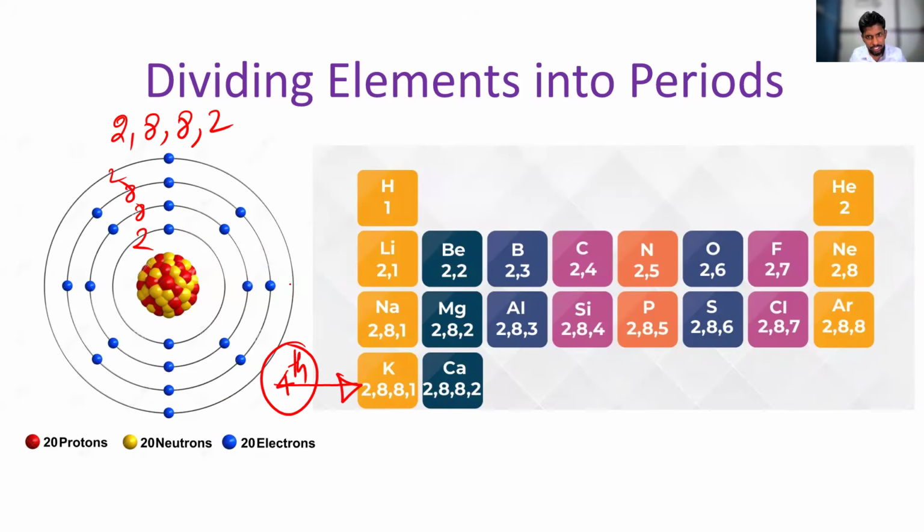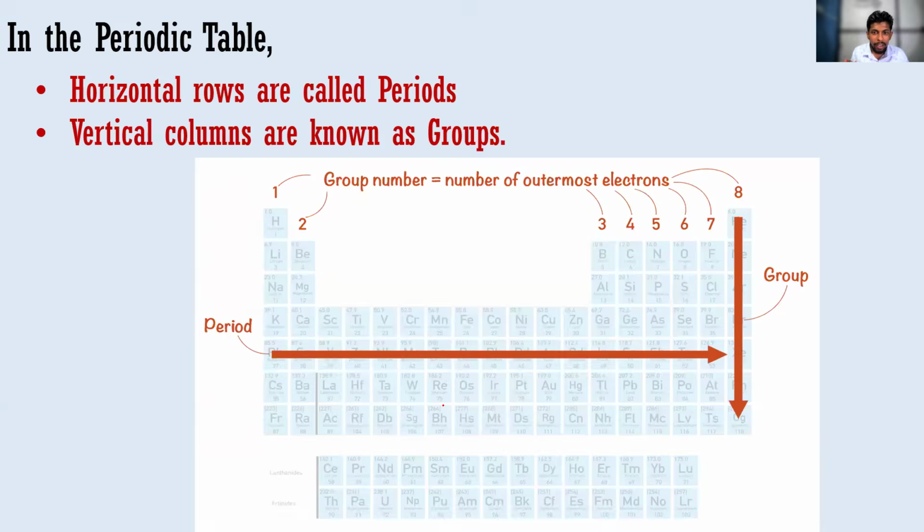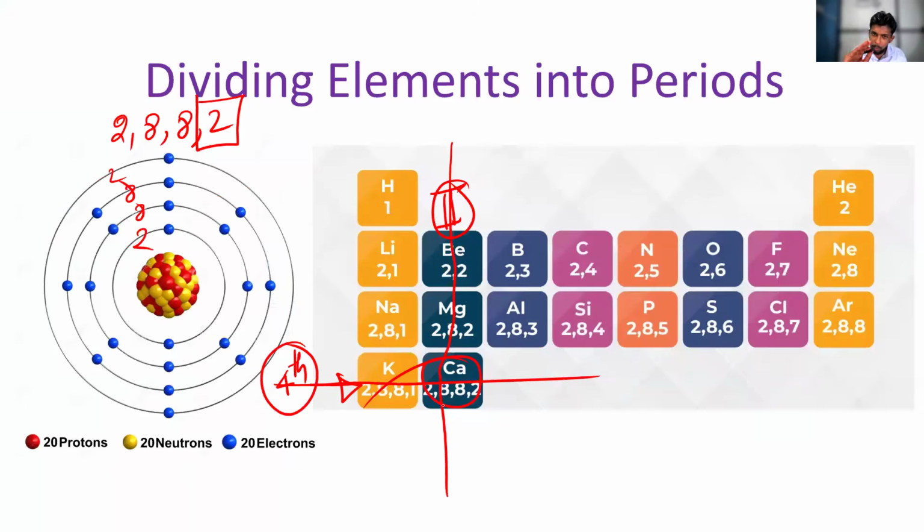Now my second question is this. What is the last number there? 2, right? So it will be placed in the second group. Now check that one. In the second group, in the 4th period, we have the calcium. Did you understand how to decide the group and the period of an element? This is the way to find the group and the period.